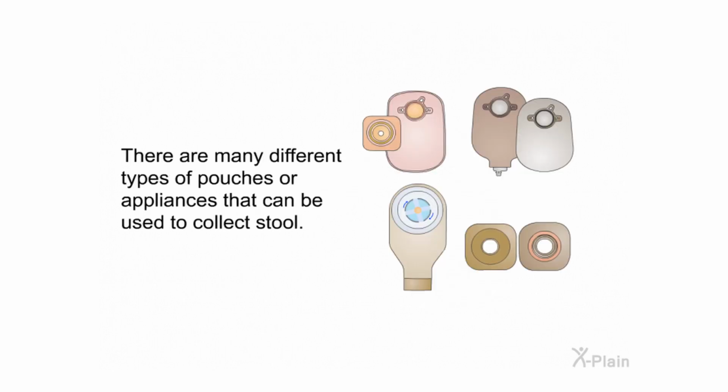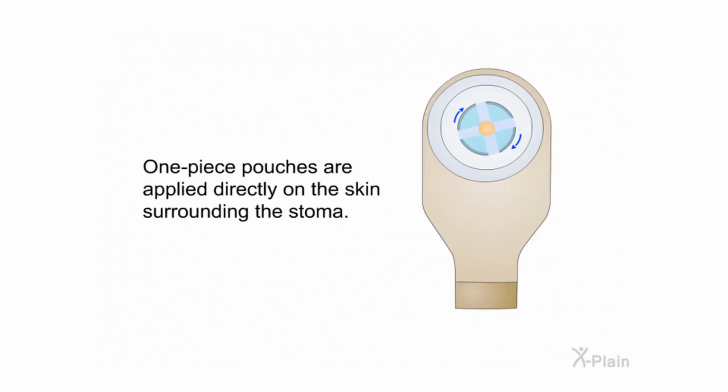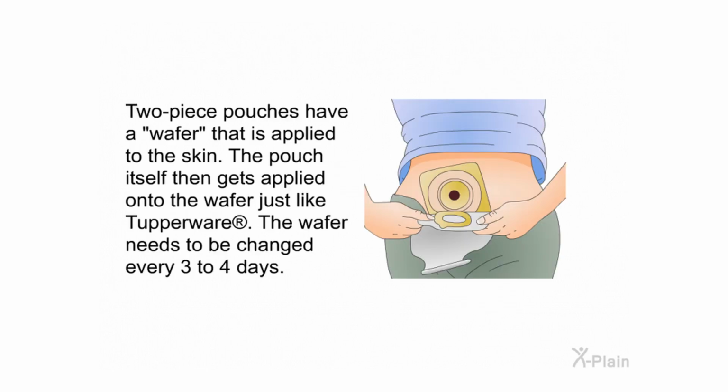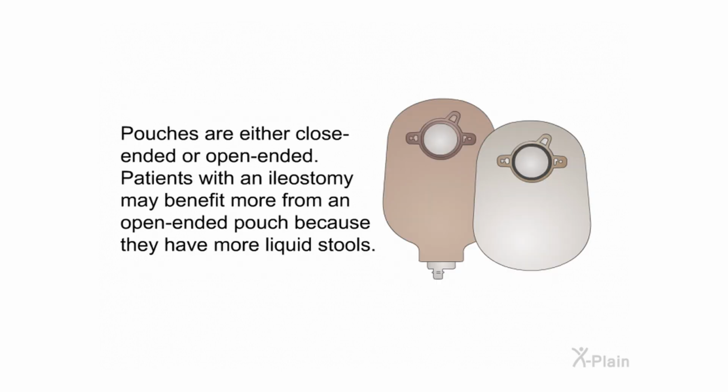There are many different types of pouches or appliances that can be used to collect stool. One-piece pouches are applied directly on the skin surrounding the stoma. Two-piece pouches have a wafer that is applied to the skin. The pouch itself then gets applied onto the wafer just like Tupperware. The wafer needs to be changed every 3 to 4 days. Pouches are either close-ended or open-ended. Patients with an ileostomy may benefit more from an open-ended pouch because they have more liquid stools.